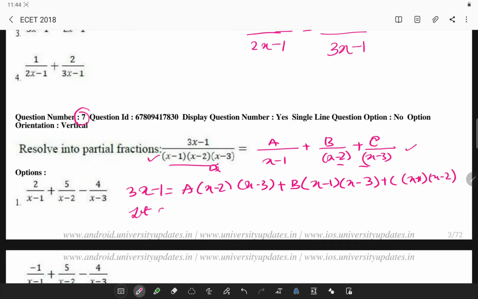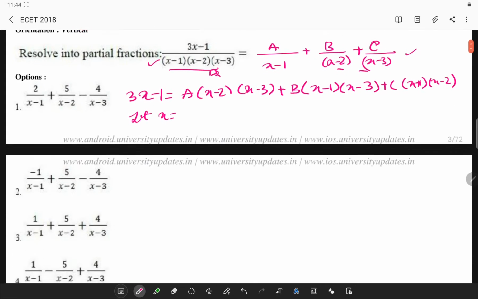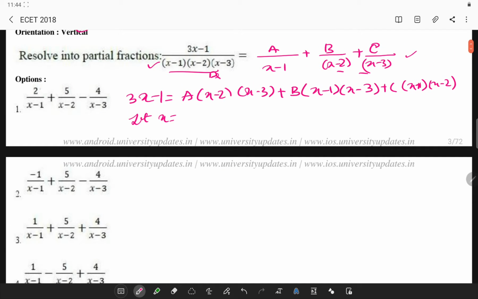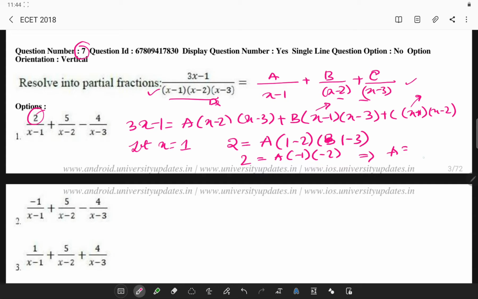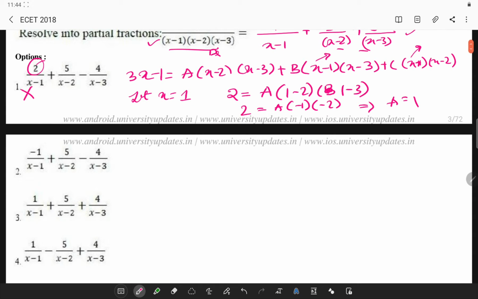Now let's substitute x is equal to, see the options so that you can find out which options have to be calculated. So let x is equal to 1. So I'll have 3 into 1, 3 minus 1 is equal to 2. And if I substitute x minus 1, these two terms will be 0. So I'll be left with A into 1 minus 2 into 1 minus 3. So 2 is equal to A into minus 1 into minus 2. So I'll be left with A is equal to 1. So I have these two options eliminated.